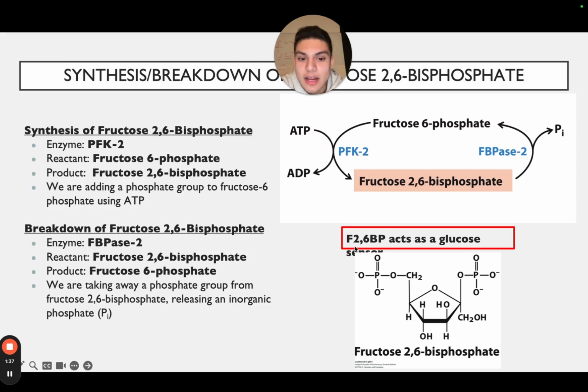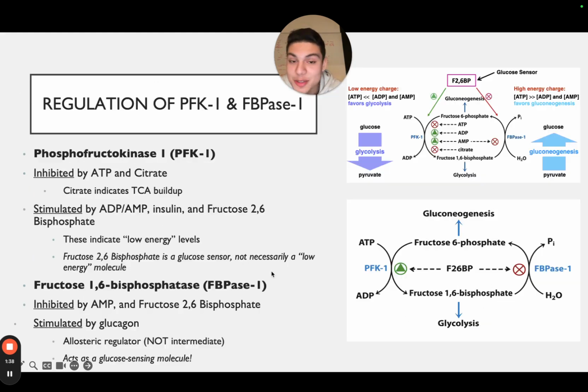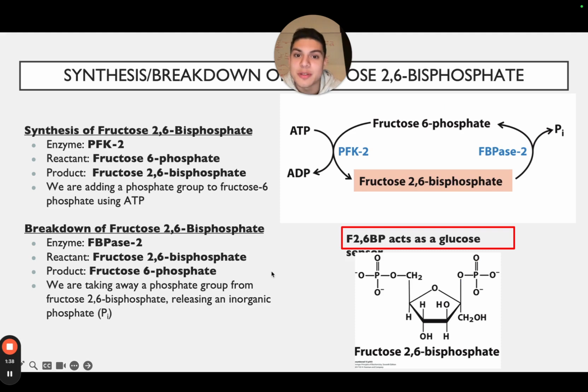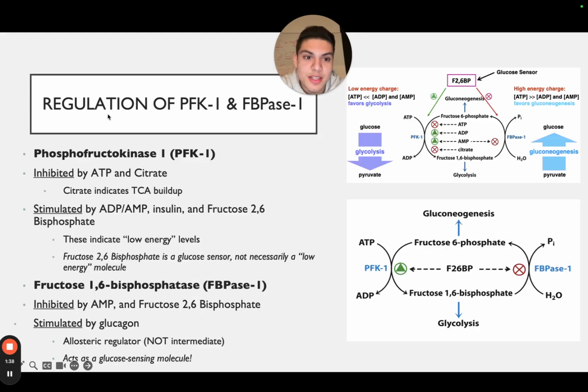Again, our F2,6BP acts as a glucose sensor. This will form if we have high levels of glucose. It has nothing to do with energy. It just has everything to do with glucose. And so this is what I want to talk about in terms of regulation of PFK1 and FBPase-1. I want you to orient yourself, because I know this is extremely confusing. Let's talk about the energy. We will not talk about the F2BP yet.